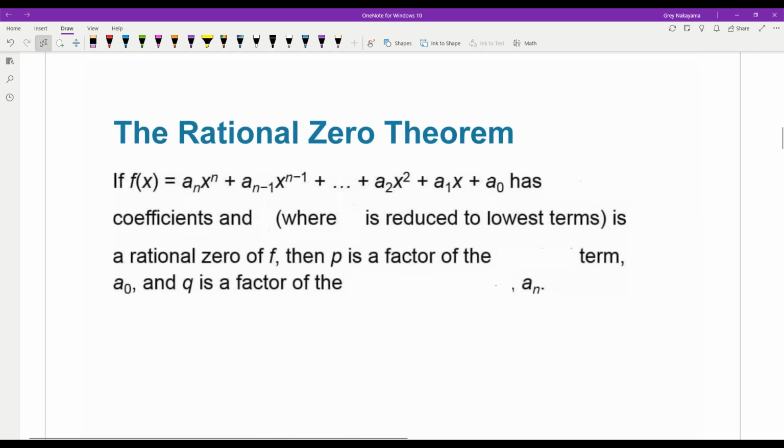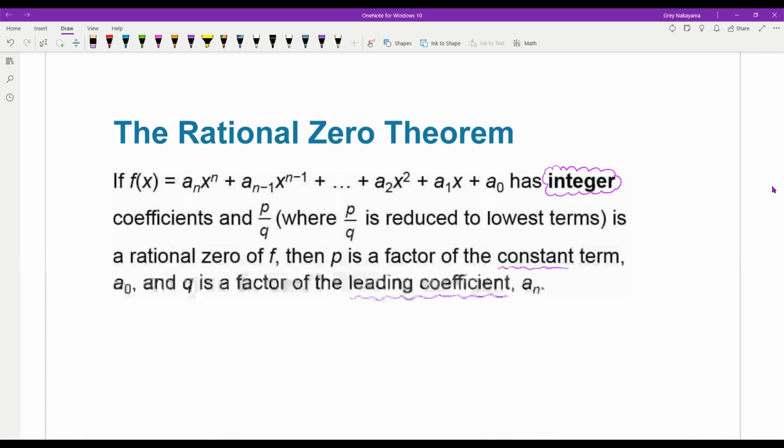So to start off with, the rational zero theorem. If you had this before, you might have heard it as the rational root theorem. Same kind of thing. If you have a polynomial with integer coefficients, and if it has a rational zero, what do we mean by rational zero? We mean a fraction, p over q, where p over q is reduced to lowest terms. If it has a rational zero, then we know that p is a factor of the constant term and q is a factor of the leading coefficient.